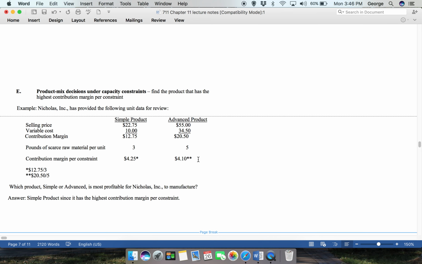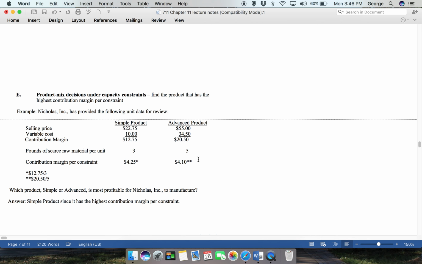Okay, then the last one is product mix decisions under capacity constraints. For this, we need to find the contribution margin per constraint. So here are my contribution margins for the two products. I divide by the constraint, and my constraint is raw materials. So I divide by 3 units of raw material for the simple product. I use 3 of these. So it's $4.25 per raw material, and the other one is $4.10, at 20.50 divided by 5. So I'm going to go with the simple product at $4.25.